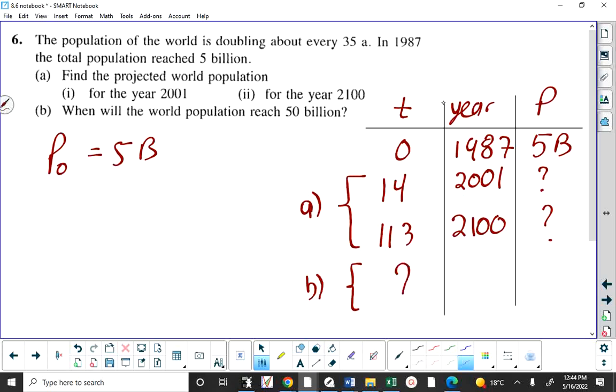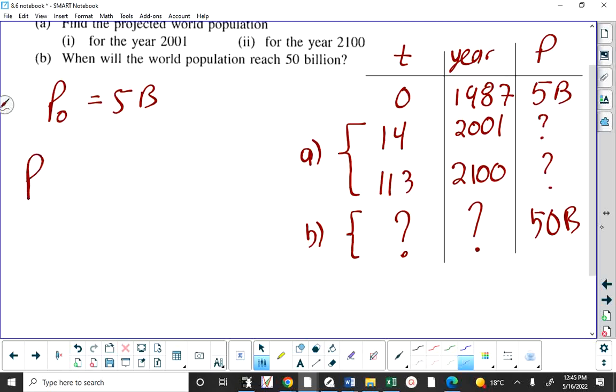And then for question B, the question is, what year or what time do we have to wait past 1987 to get 50 billion? And I'll be the first to admit here that I think if you solve this problem using a Math 30 approach, it would be a lot simpler. Okay, but I'm going to solve it this way.